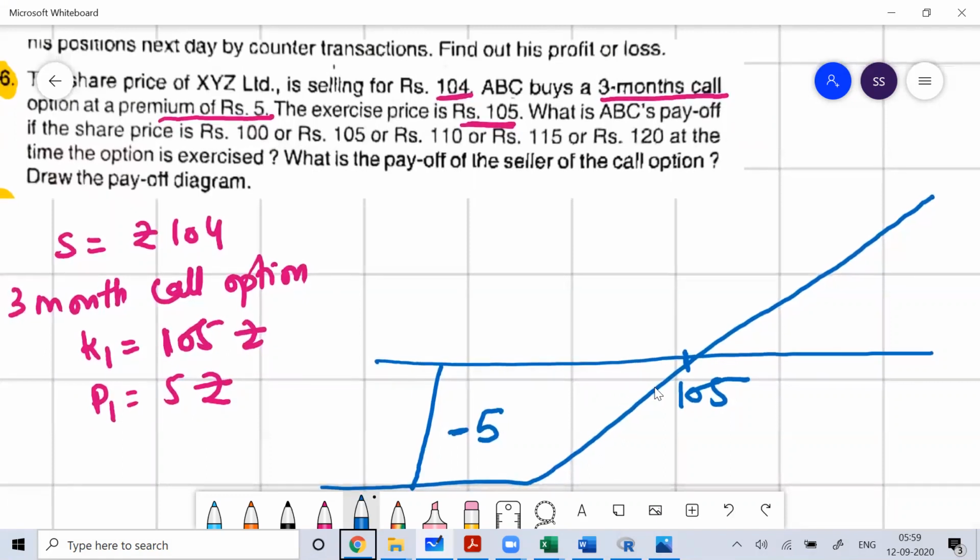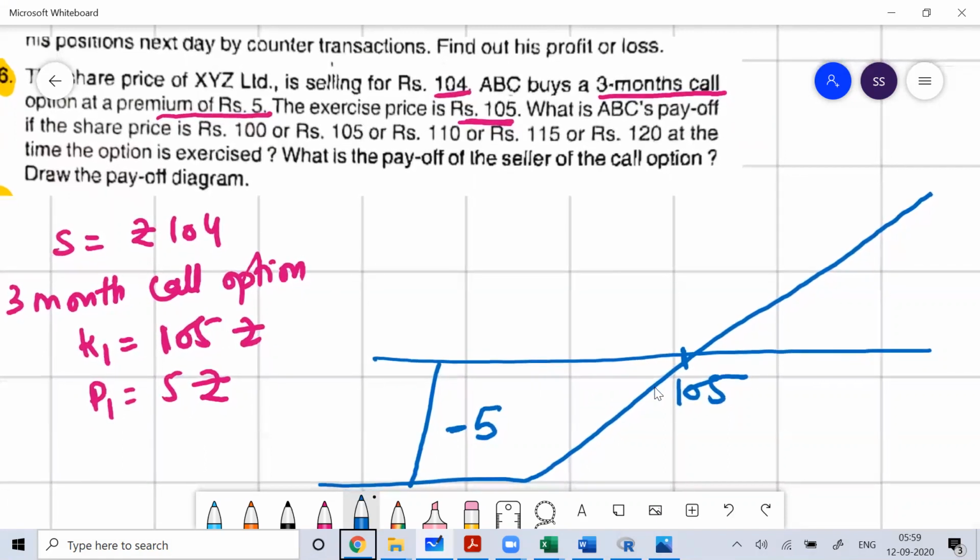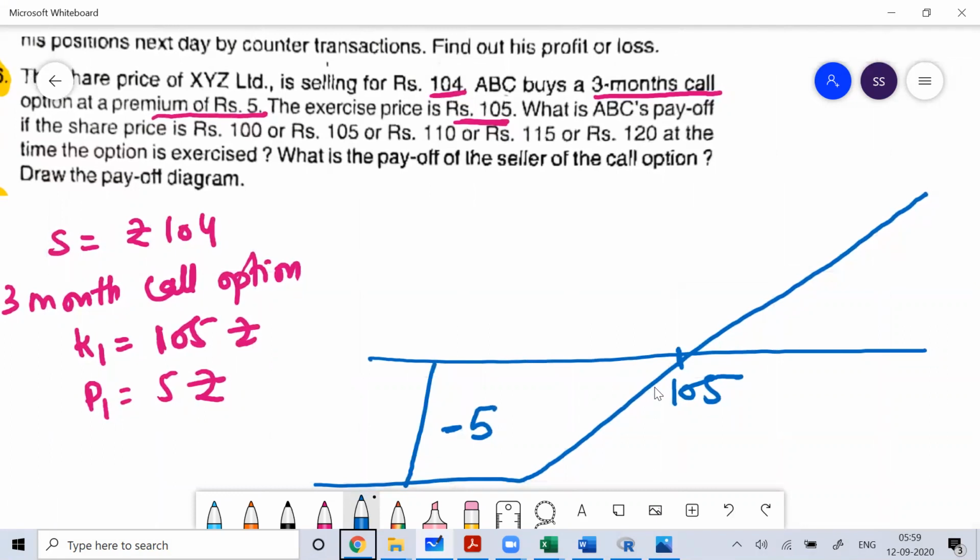What is ABC's payoff if the share price is 100? If the share price becomes 100, then ABC will not exercise the contract. ABC will exercise the contract only if the future stock price becomes more than 105. If the future stock price becomes less than 105, then the investor will never exercise this contract, and he or she will lose their 5 rupees.